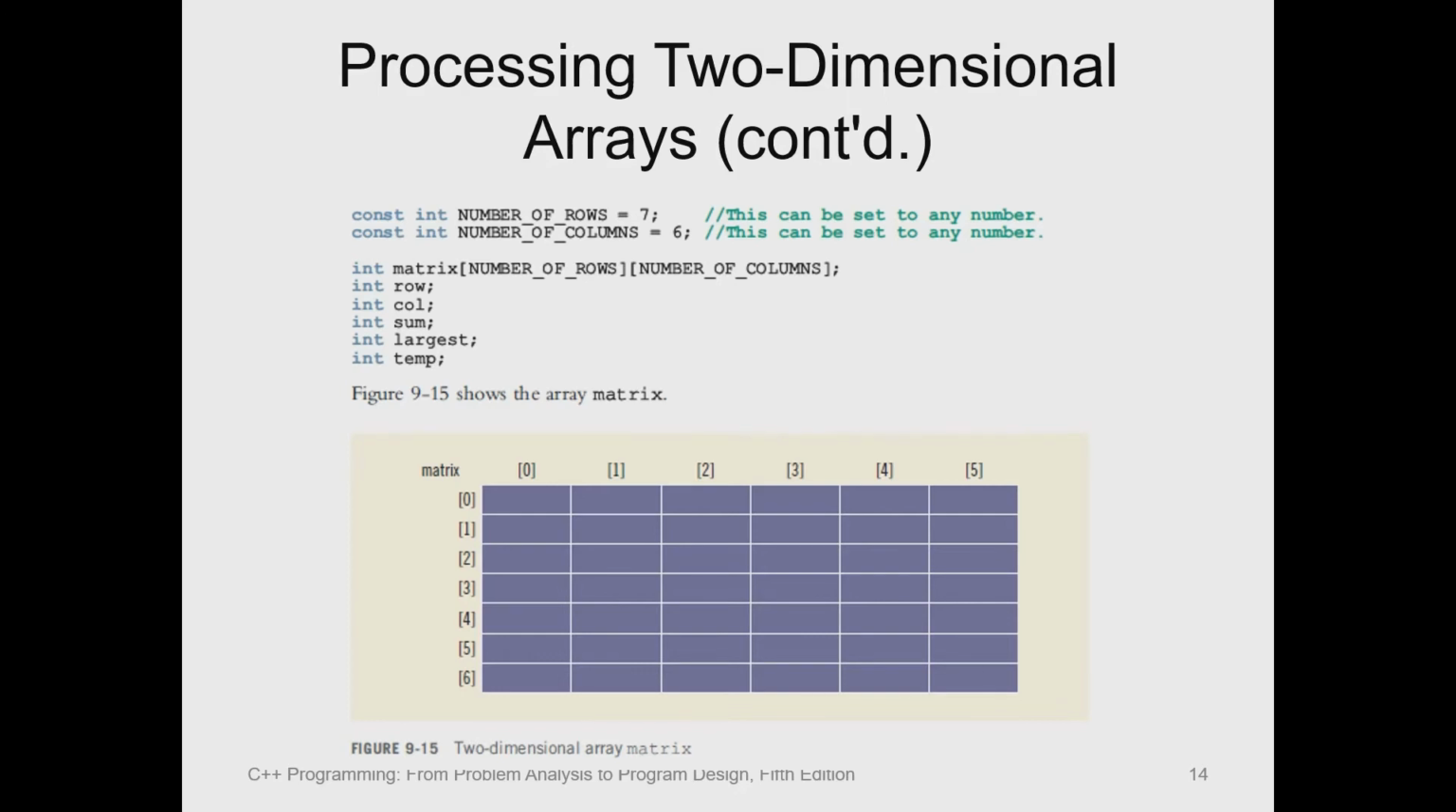If the last position of the column is 6, that means matrix subscript 4 subscript 0 will be initialized to 0. Matrix subscript 4 subscript 1 is equal to 0. Matrix subscript 4 subscript 2 is equal to 0, up to matrix subscript 4 subscript 6 is equal to 0.